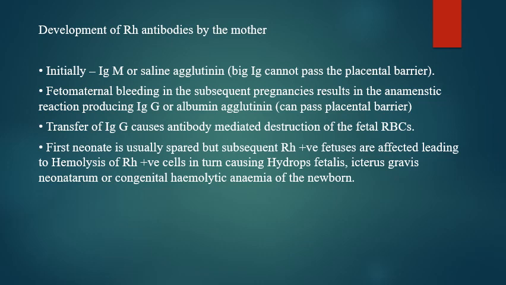Because of this, the first neonate is usually spared because it takes time for development of antibodies in the maternal circulation. However, subsequent Rh positive fetuses are usually affected, leading to hemolysis of the Rh positive cells of the fetus, which in turn may lead to conditions like hydrops fetalis, icterus gravis neonatalum, or congenital hemolytic anemia of the newborn.